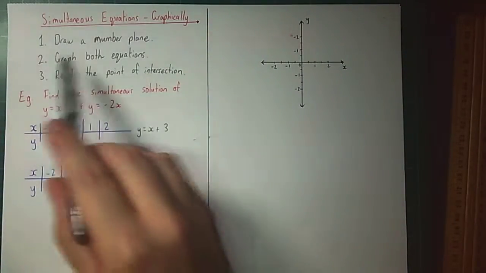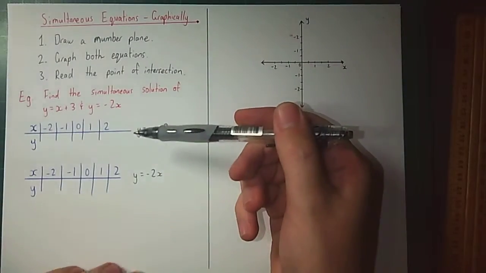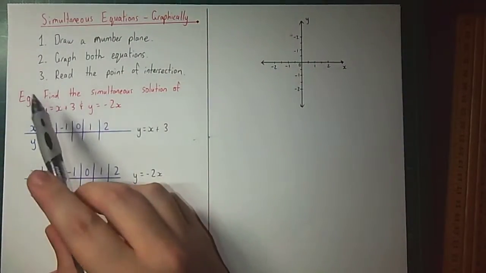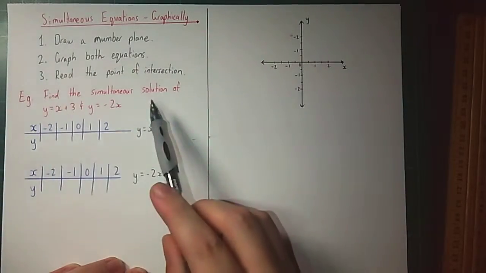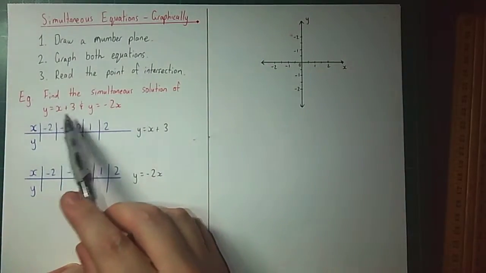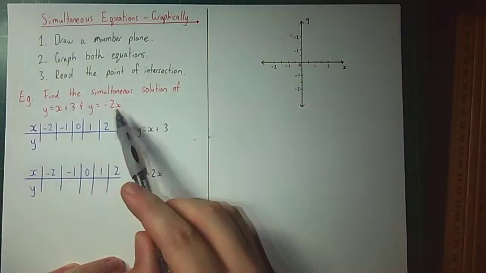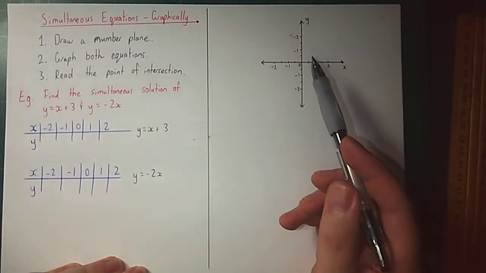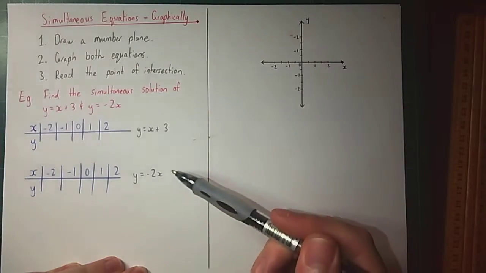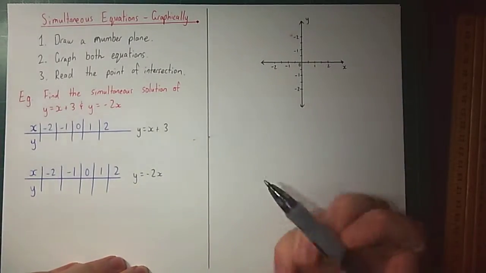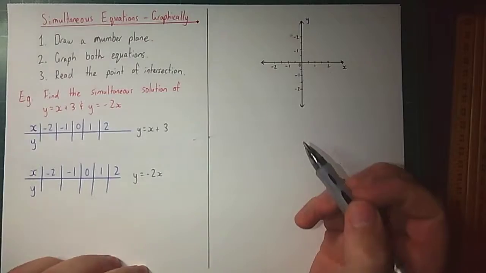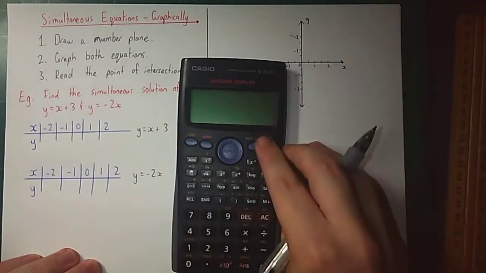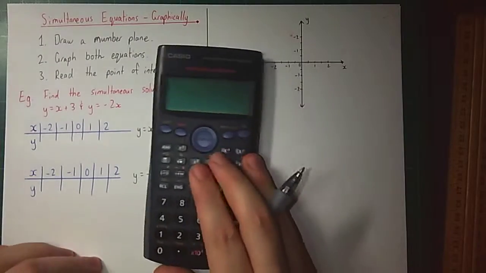In order to graph both equations, I've made up 2 x and y tables. In the example, the question asks to find the simultaneous solution of y equals x plus 3 and y equals minus 2x. So we're going to fill in this table and draw it on the graph for y equals x plus 3, and then do it again for y equals minus 2x before we can read the point of intersection.